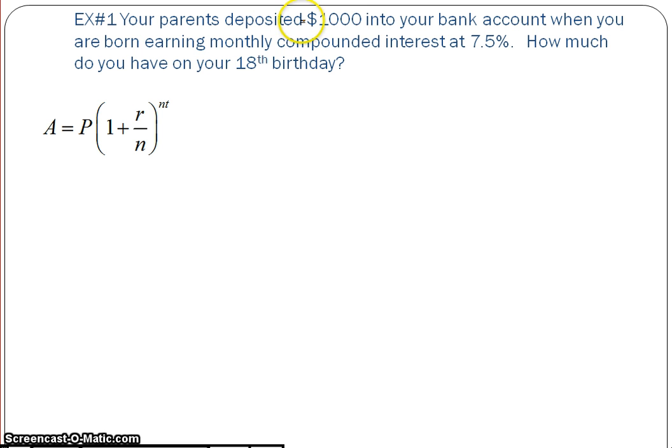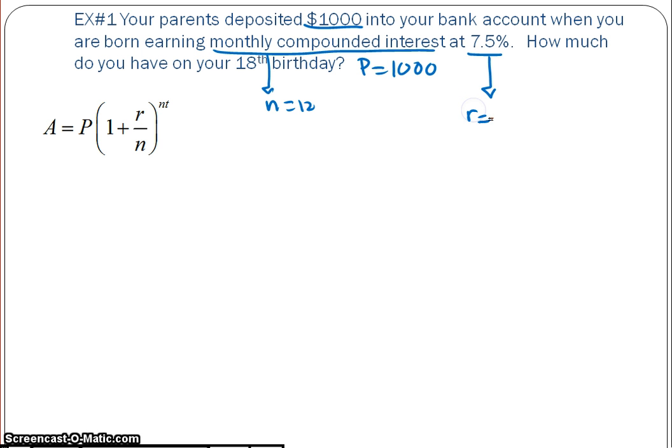This first one: your parents deposit $1,000 into your bank, so that's how much we're starting with. My P is $1,000. When you were born, earning monthly compounded interest. That tells us we're going to use the first formula where n is 12, because it compounds monthly and there are 12 months a year. Our interest rate is 7.5%, so our R is 0.075. And how much do you have? We want to find A on your 18th birthday. So after 18 years, T equals 18.